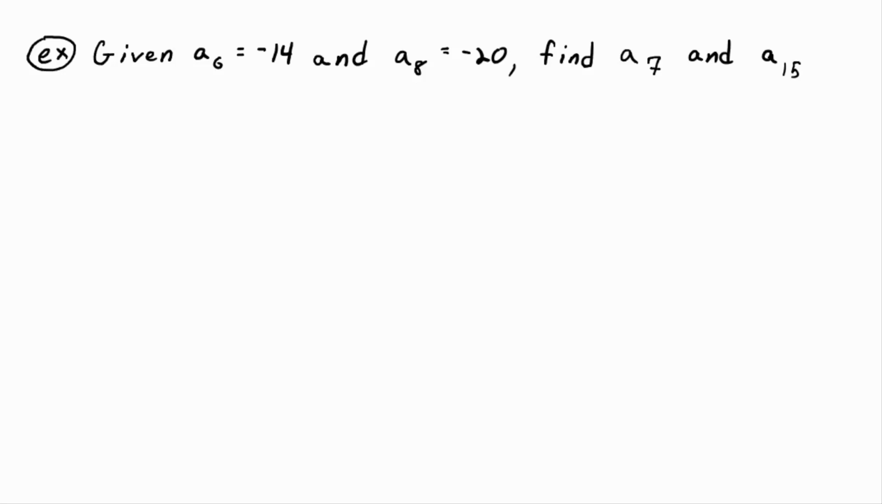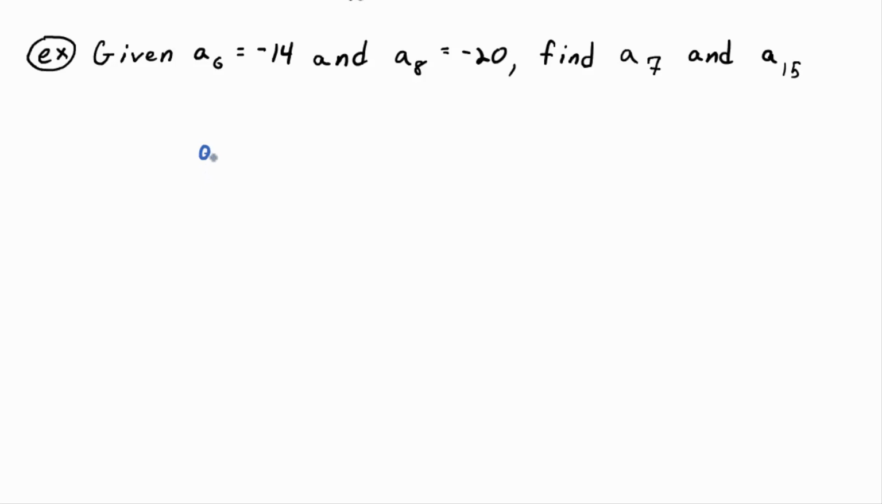So suppose you're given that A6 is negative 14 and A8 is negative 20. Can you find A7 and A15? By the way, there's more than one way to do this problem. So stare at that for a second. Remember, this is a nice trick.